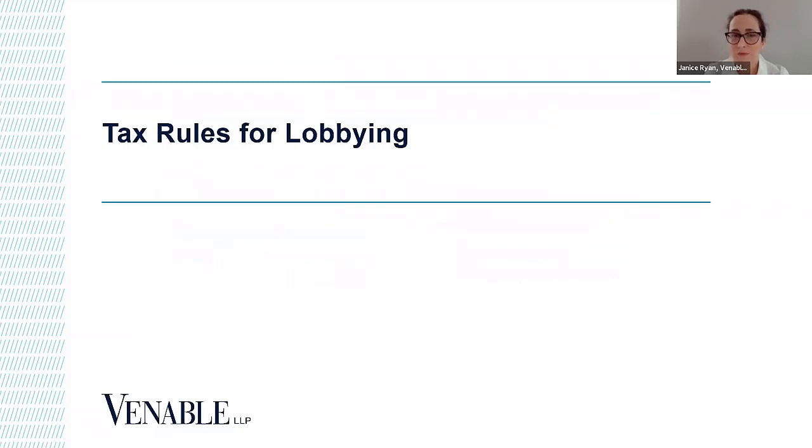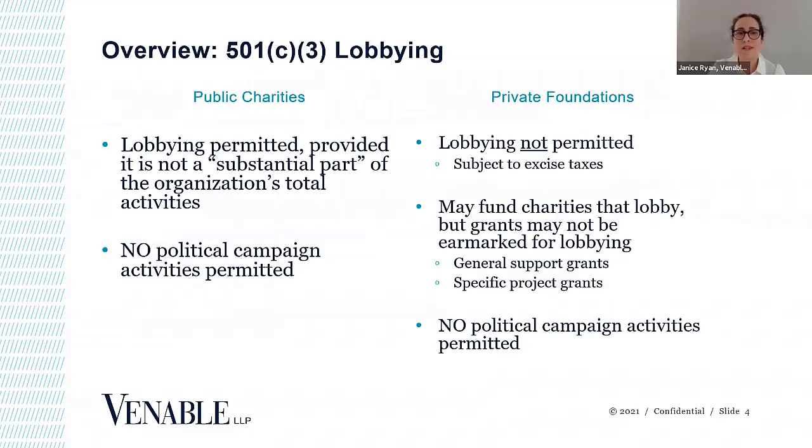So we'll begin with tax rules. To begin, let's talk about 501c3s, and then I'll give you a brief overview of 501c4 and c6 lobbying. And then we'll talk more in depth about 501c3 rules. So I wanted to highlight at the outset that most of this presentation is going to be about the tax rules applicable to public charities that lobby, to the extent we're talking about 501c3 activity.